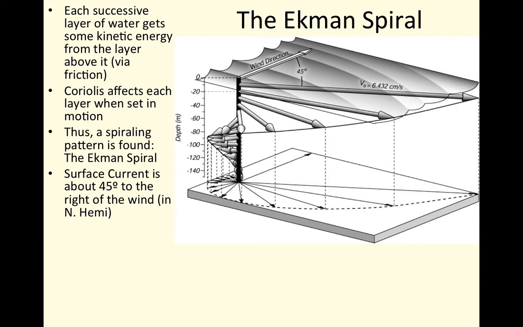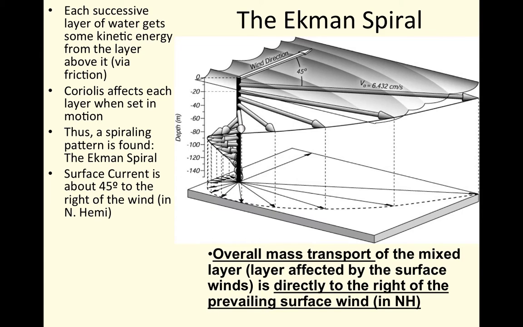Now this is a really cool effect, but it's really hard to witness the whole Ekman spiral happening in the ocean. It's even hard to recreate it in a lab, but one thing is for sure: the overall mass transport of the mixed layer, the layer that's affected by the surface winds in total, is directly to the right of the prevailing surface wind in the northern hemisphere.